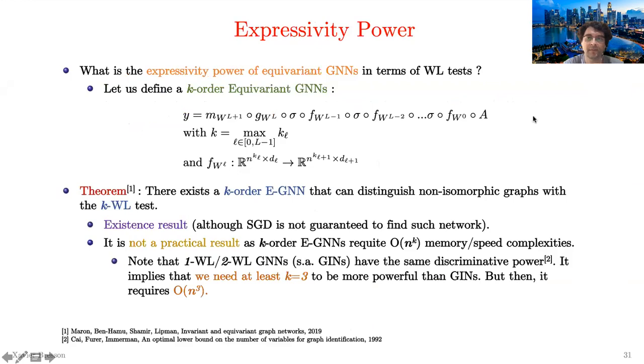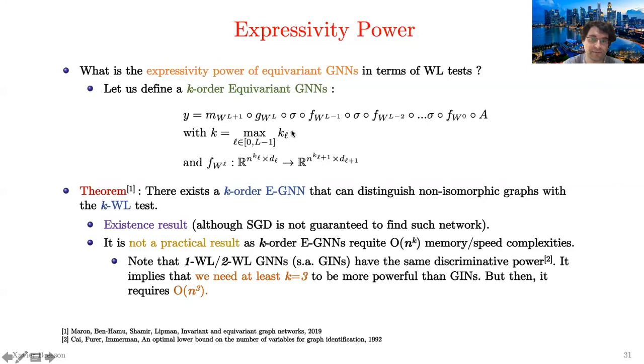All right, so of course, what we want now is to relate this k-WL test with the equivariant GNN. So we are going to define the k-order equivariant GNN. How do we define that? We still have the same architecture as before. Remember that the equivariant function F goes from n to the power of k_l for the layer l to n to the power of k_(l+1) for the next layer l+1. We are going to call this network a k-order equivariant GNN, and k is defined as the maximum of this value k_l over all layers. So you just take the maximum power here. For example, if we want a 3-order equivariant GNN, there will be a k_l equal to 3 in the network.